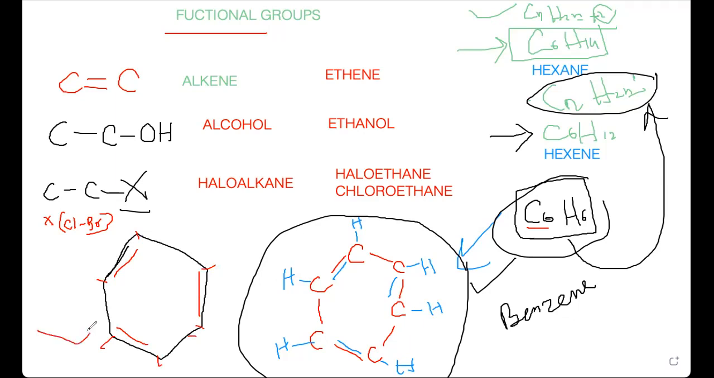You don't have to make these dotted lines or something, but you have to show the bonding. I mean, there are alternate double bonds. You have to show double bonds inside the structure. This is the skeletal formula of the benzene.